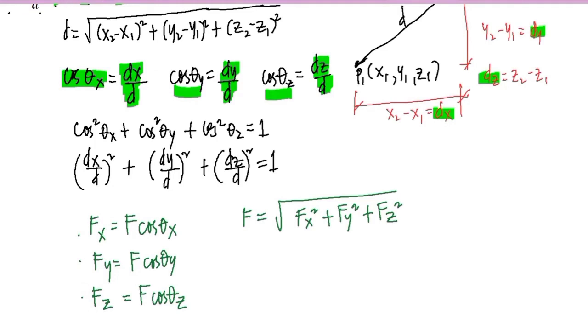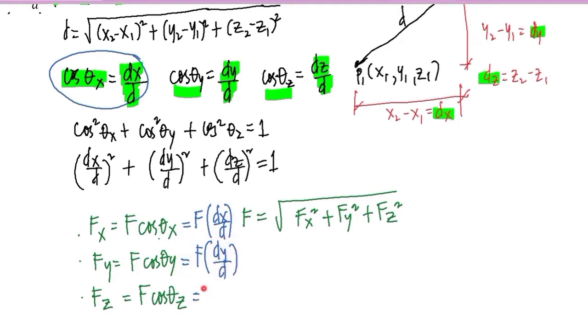And if we are going to make use of the slope, since the cosine of theta x is equal to dx over d, then we could say that fx is equal to f, the cosine of theta x we'll replace that with dx over d. For the fy, that is f times dy over d. And for the fz, that's f multiplied by dz over d.